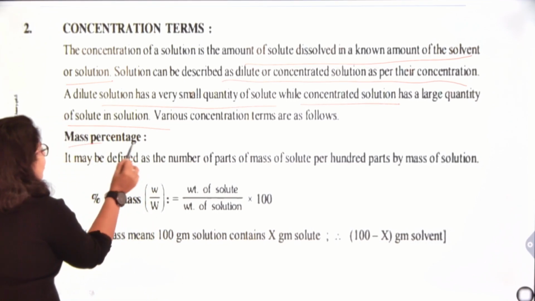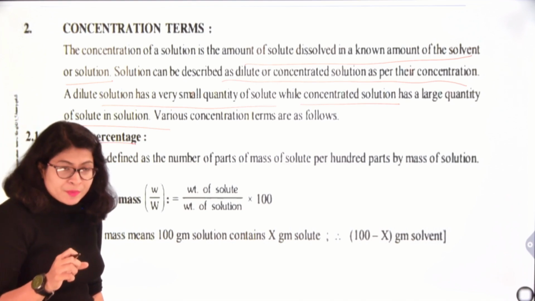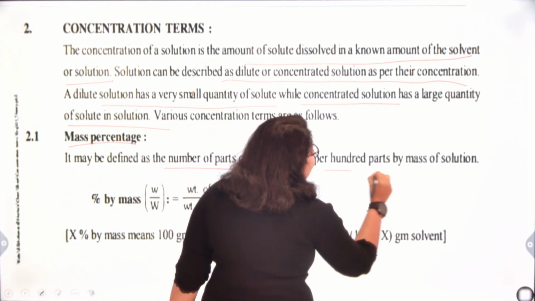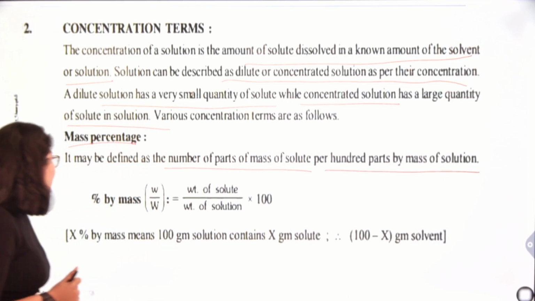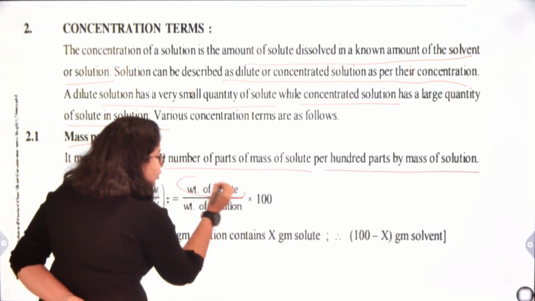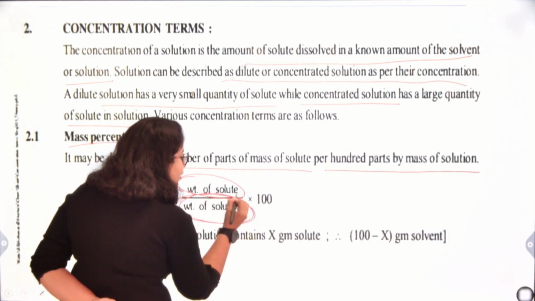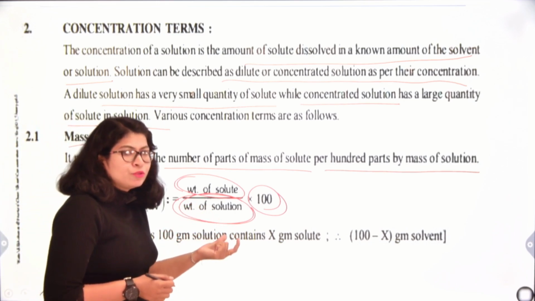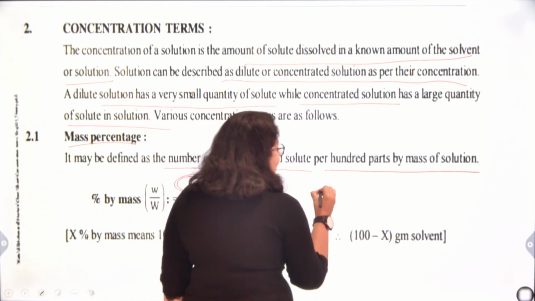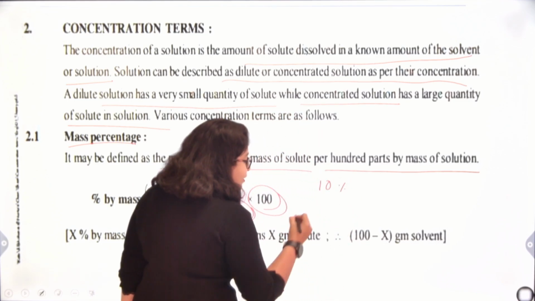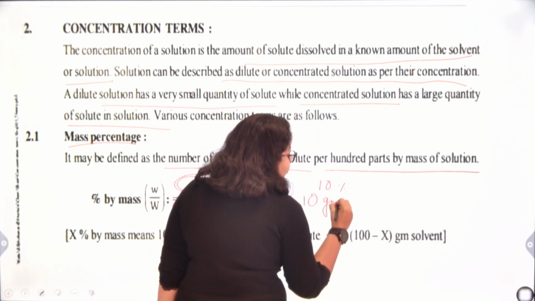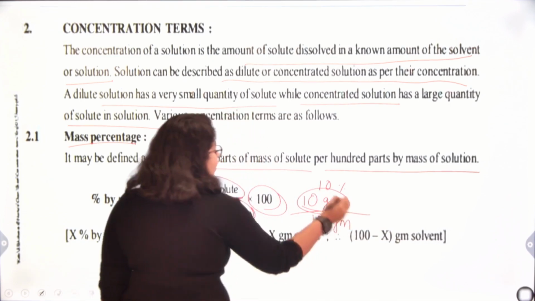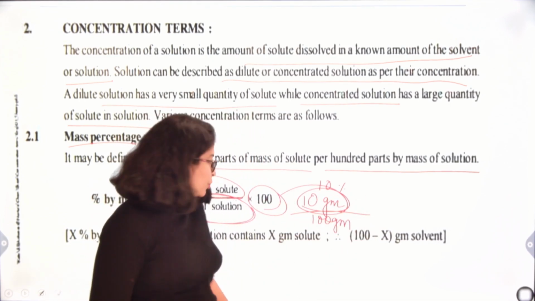Mass percentage means the amount of, it can be said as mass by mass percentage. That means it is defined as number of parts of mass of solute per 100 parts by mass of solution. Basically it means weight of the solute divided by weight of the solution into 100. So if I am saying a 10% sugar solution, that means I am adding 10 grams of sugar in 100 grams of solution. That is 10 percentage, that means a 10% sugar solution.